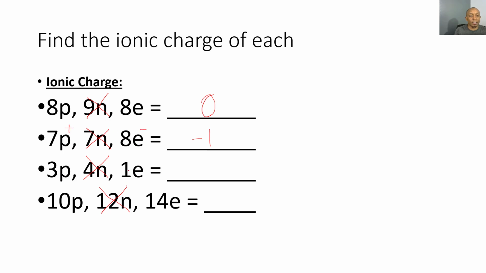Then I'll look at this next one. I have 3 protons, have 1 electron. 3 minus 1 gives us a +2 charge. Then I look at our last one. I have 10 protons, we got 14 electrons, and then 10 minus 14 is actually going to give us a -4 charge. Why? Because we have 4 more electrons, or 4 more negative charges, than we do positive charges.